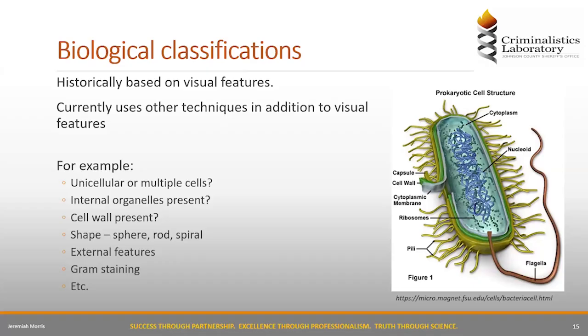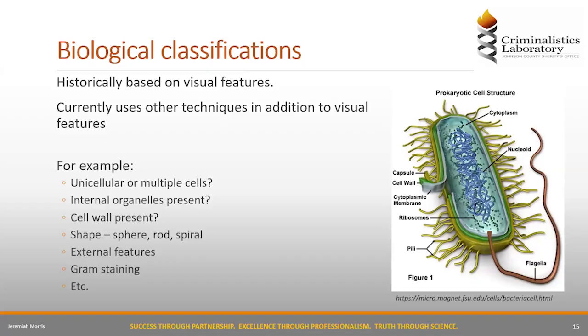Is it single cellular? Is it multicellular? Does it have internal organelles? Is the DNA enclosed within the nucleus, or is it free-floating within the cytoplasm? Is there a cell wall that's present? Other external features. When we deal with bacteria, we can deal with the shape. Are we talking about sphere, spiral, rod?